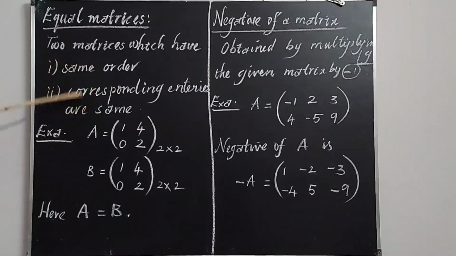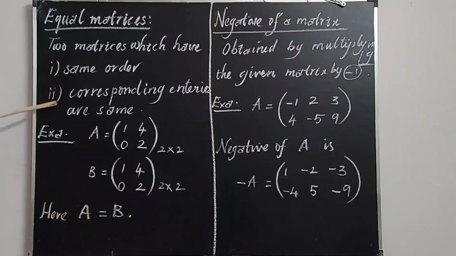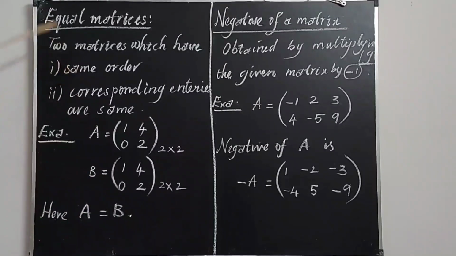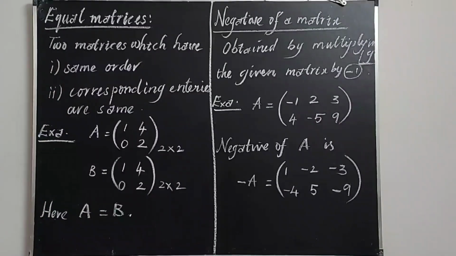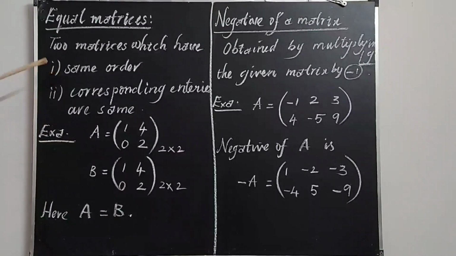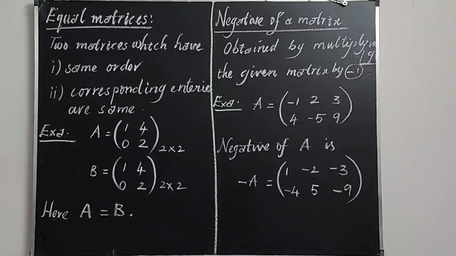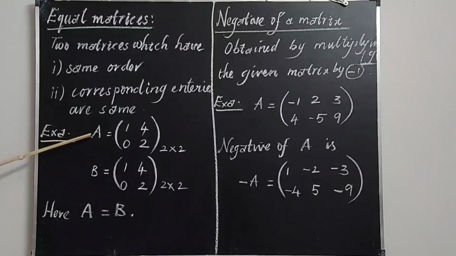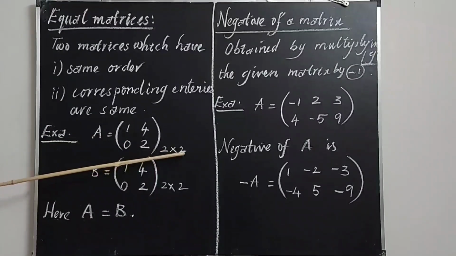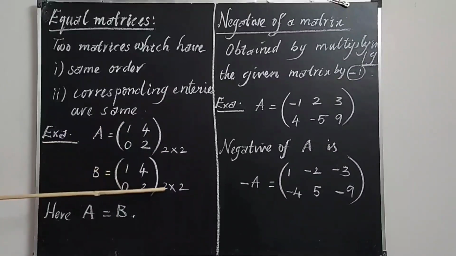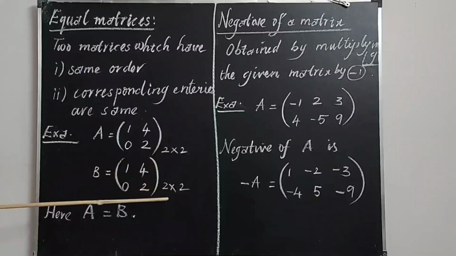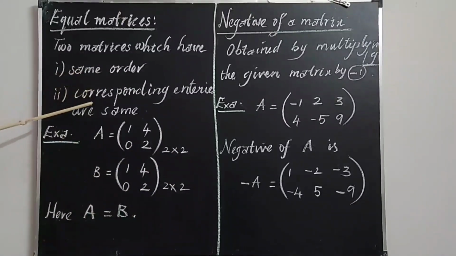2 conditions are to be satisfied. What are the 2 conditions? They are of the same order and their corresponding entries are the same. So 2 matrices are said to be equal if they have the same order and their corresponding entries are the same. Look at this example, matrix A. What is its order? 2 by 2 order. 2 rows, 2 columns. And B is also of order 2 by 2. So the same order.